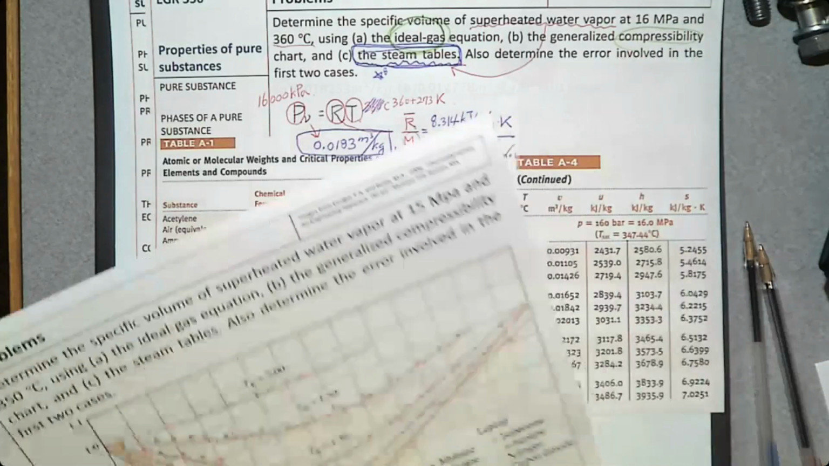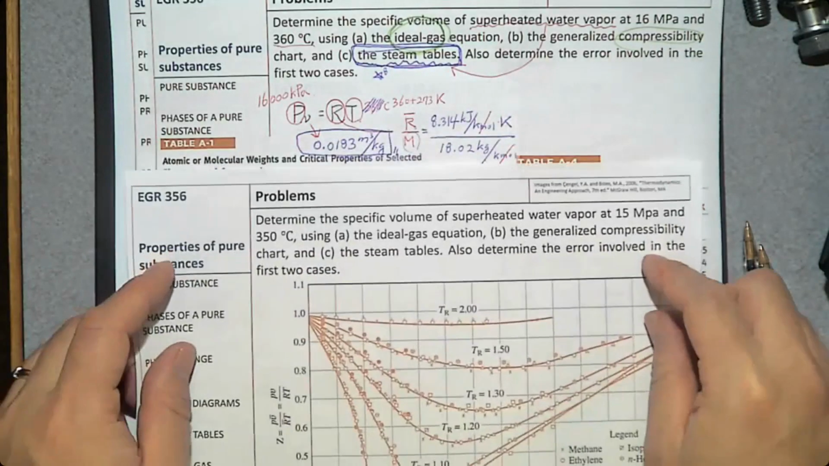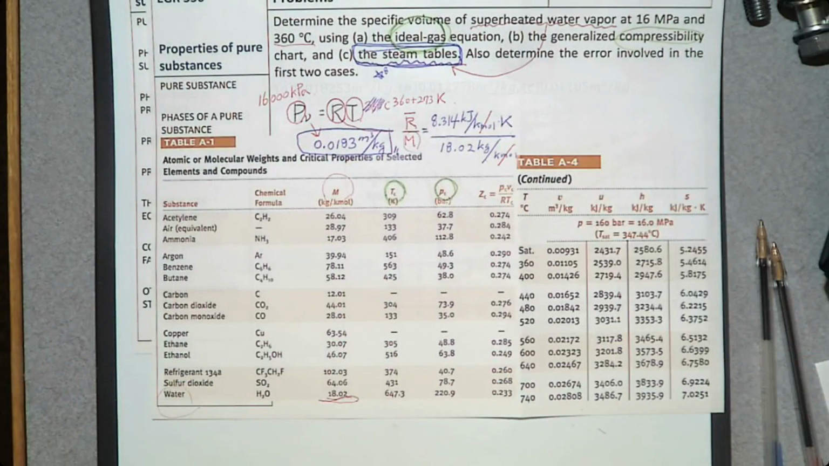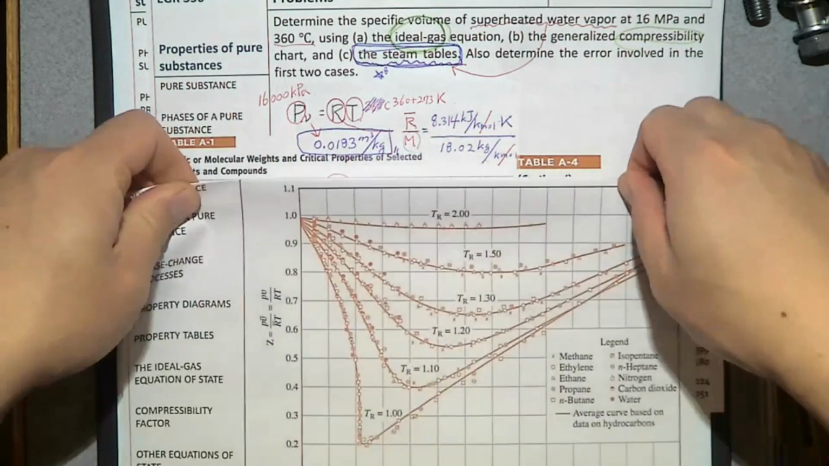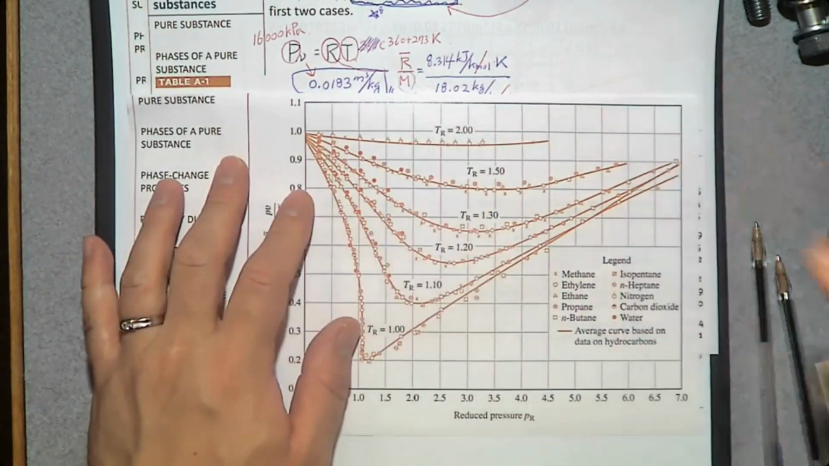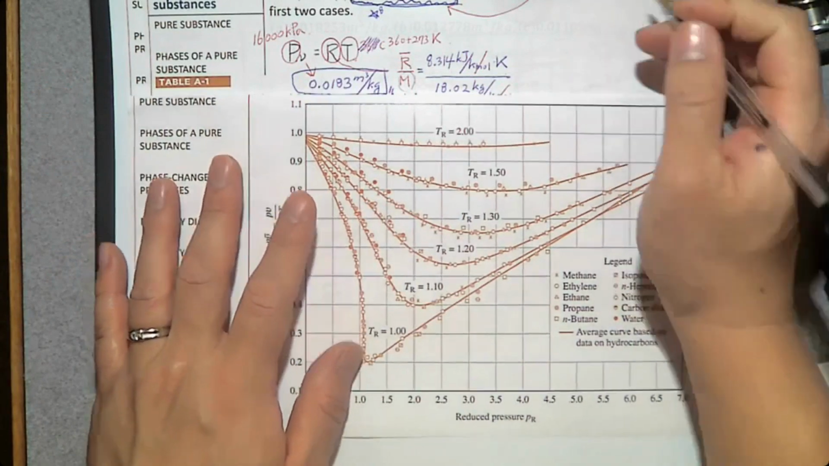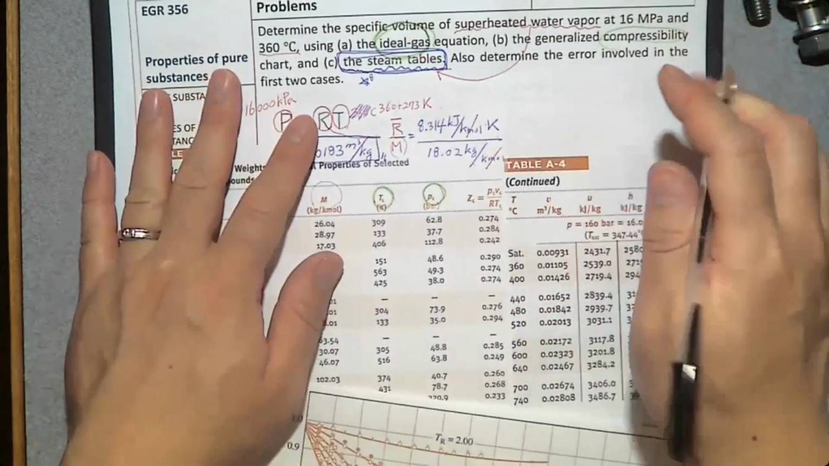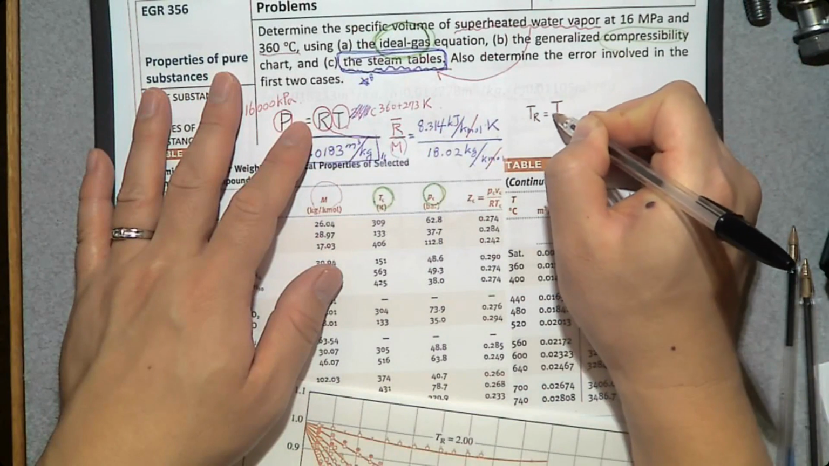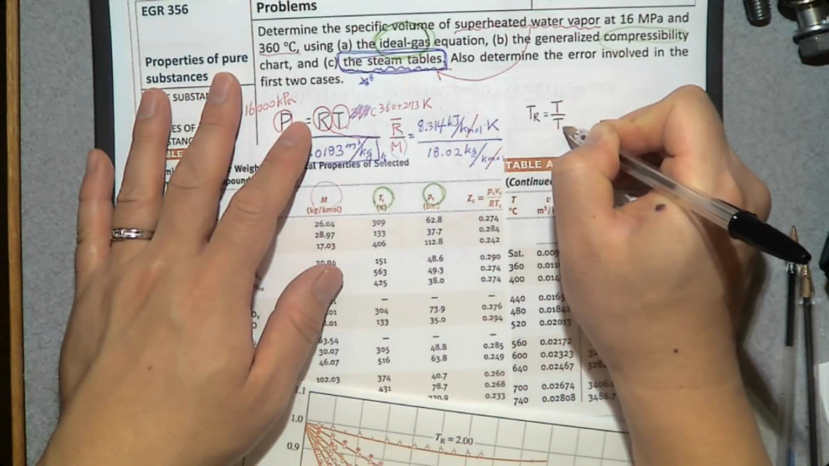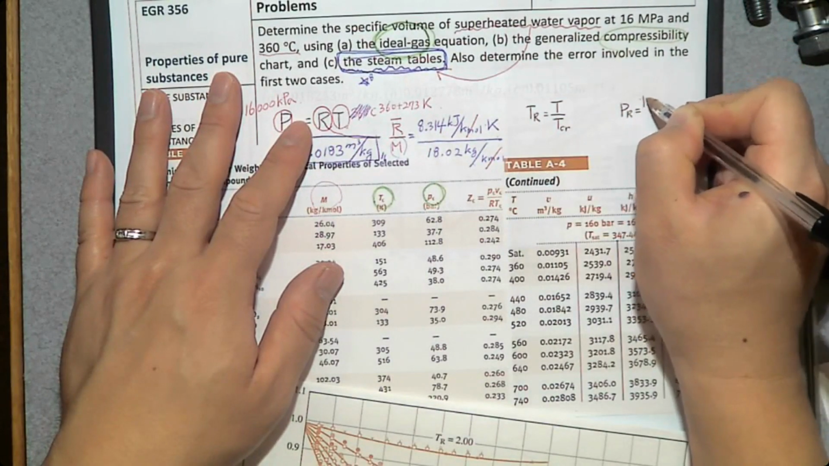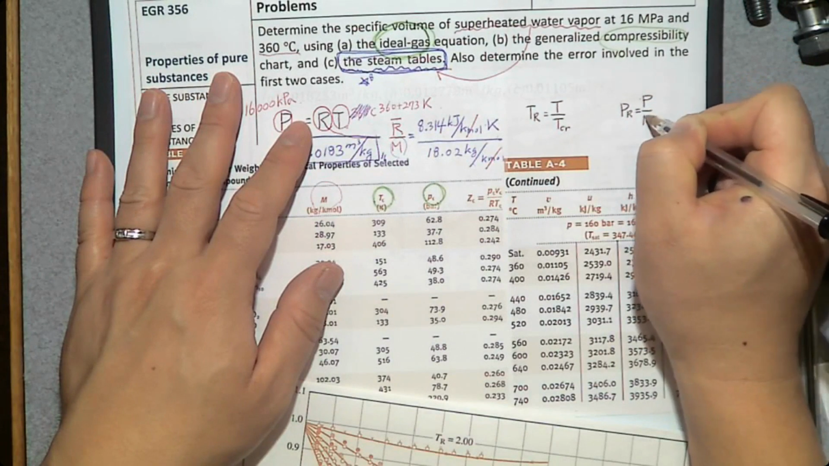We need to know 2 properties, TR and PR: the reduced temperature and the reduced pressure. So how can you determine the reduced temperature and the reduced pressure? We can use this equation. For reduced temperature, TR can be determined by the temperature of the system divided by the critical temperature. Reduced pressure, PR, can be determined by the pressure of the system divided by the critical pressure.